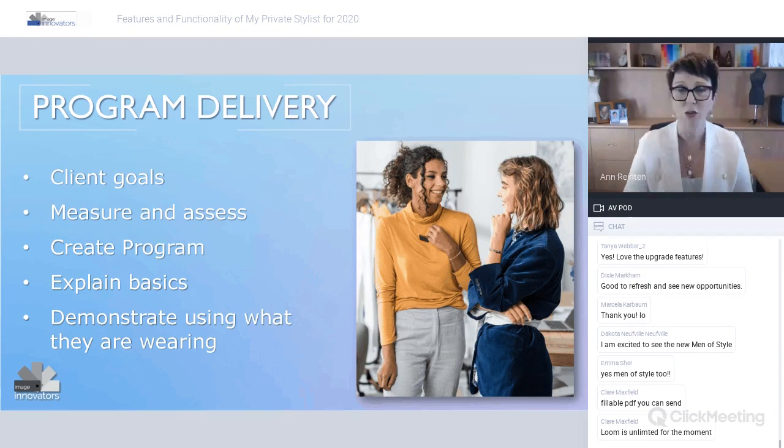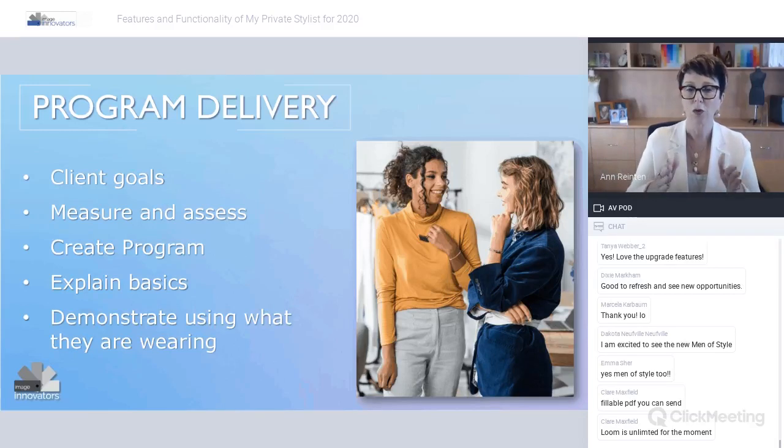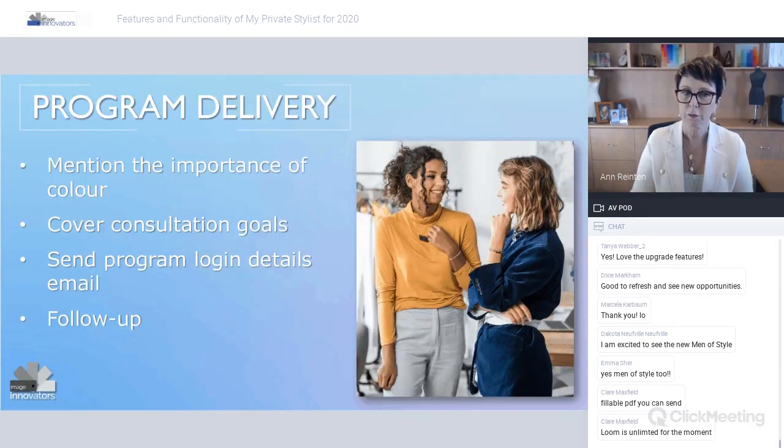So even if you're talking to them on Zoom, you can say, okay, I want you to have a separate browser open, and I want you to have a look at the collar you're wearing now. Where does that fit into the program? Does that say it's a good one or a bad one? Does it tell you to do something with it? So give them that way of understanding how it works. You want to mention the importance of color, because you know what?